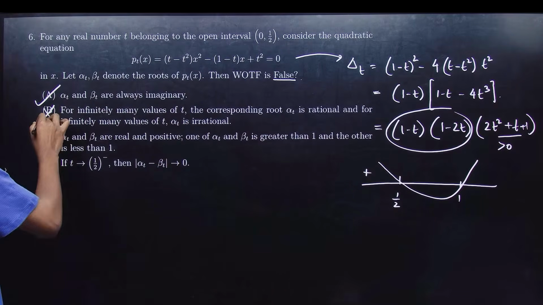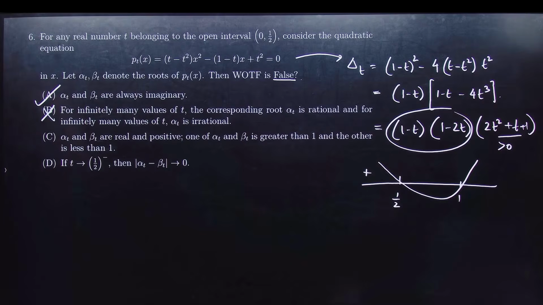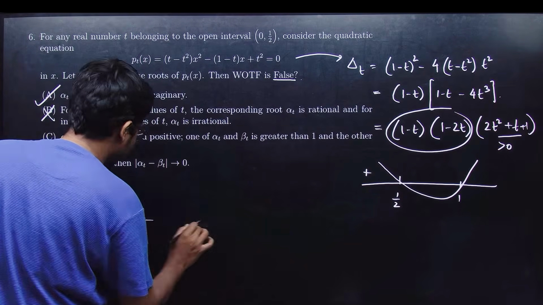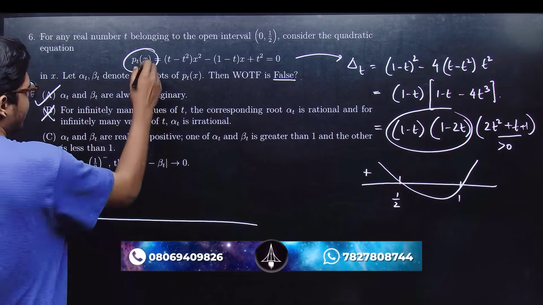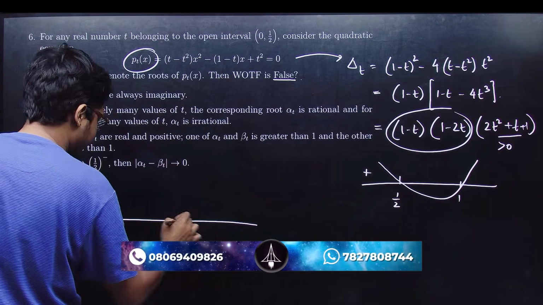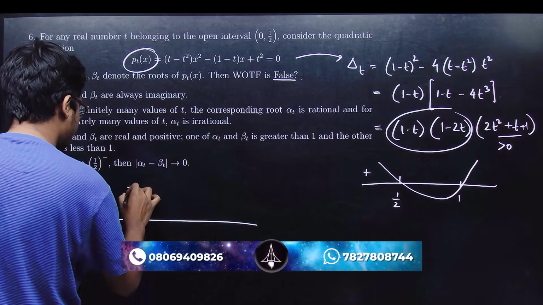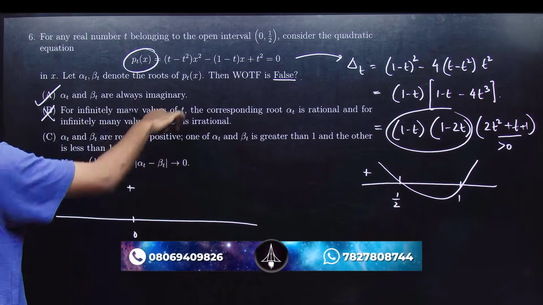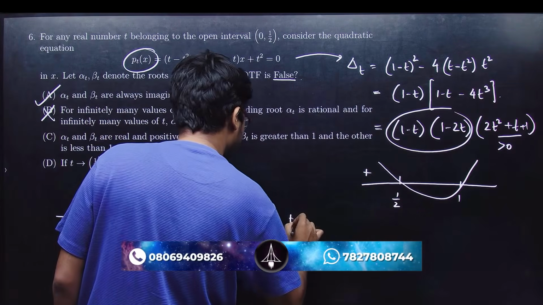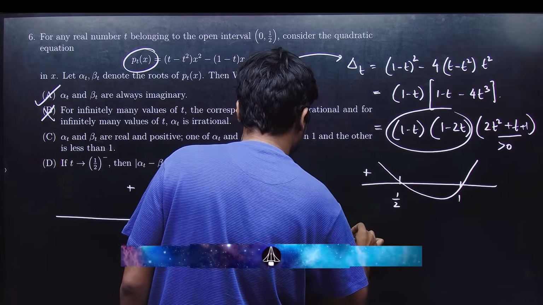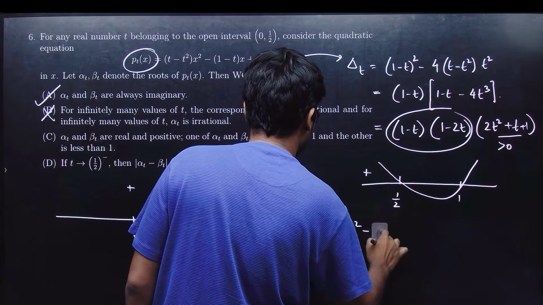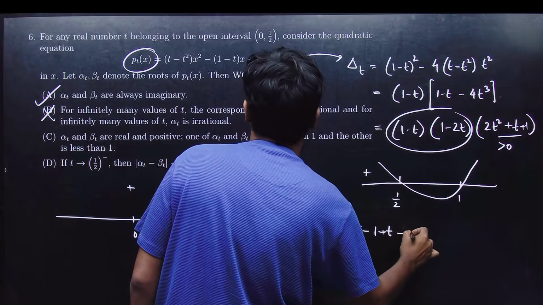Option C: if alpha and beta are real and positive, then one of alpha t, beta t is greater than 1 and the other one is less than 1. For this, observe that if I call this pt of x, pt of 0 is going to be t squared, which is positive, right? So at 0 it's going to be positive. And at 1, if I put x equal to 1, what will I get? So pt of 1 turns out to be t minus t squared minus 1 plus t plus t squared, right?